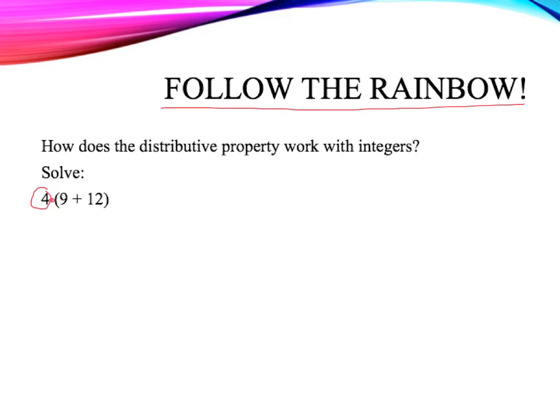So the first thing I'm going to do is distribute this 4 onto the 9, and so that's going to be 4 times 9. I'm going to go ahead and bring my plus sign over, and then I'm going to distribute the 4 onto the 12. And I know that 4 times 12 is the next thing. And then I can actually work it out. 4 times 9 is 36, plus 4 times 12, which is 48.